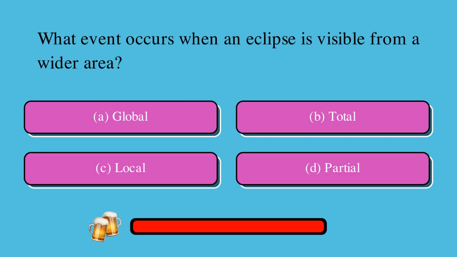What event occurs when an eclipse is visible from a wider area? Is it A, global, B, total, C, local, or D, partial? The correct answer is A, global.